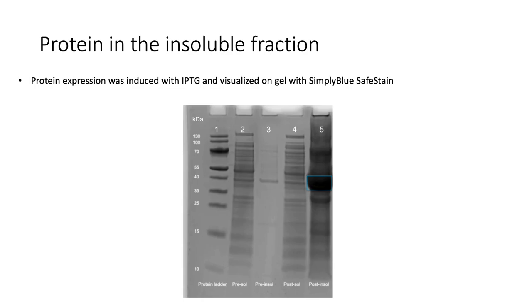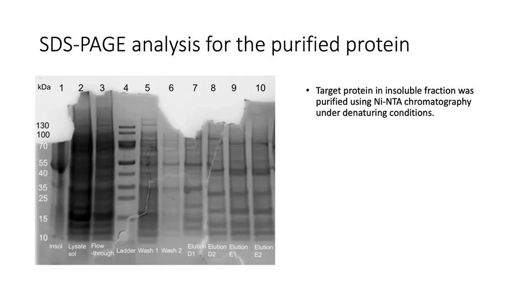After transformation, we induced protein expression with IPTG, and in our SDS-PAGE analysis, we found our target protein, which weighed about 42.7 kilodaltons, in the insoluble fraction instead of the soluble fraction as expected. For this reason, we had to purify our protein under the denaturing condition, and we did that via nickel affinity chromatography. This is the SDS-PAGE result of what that looks like.